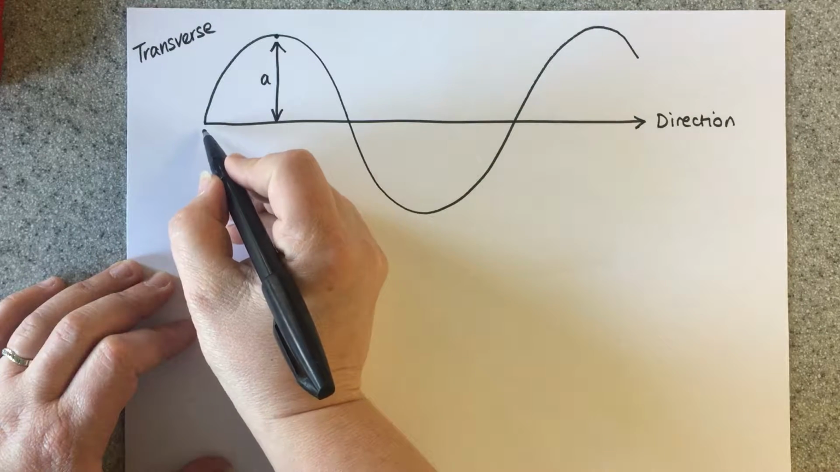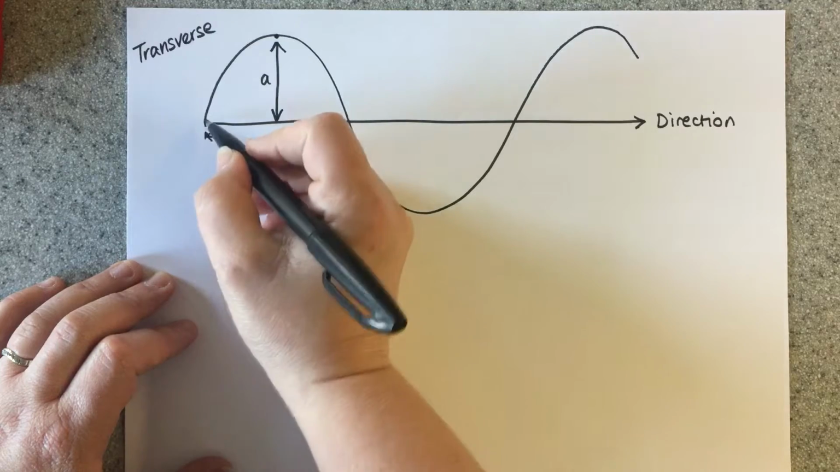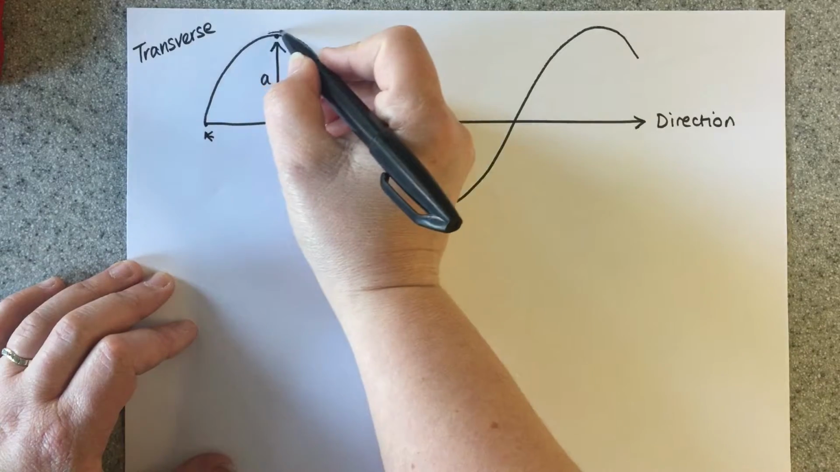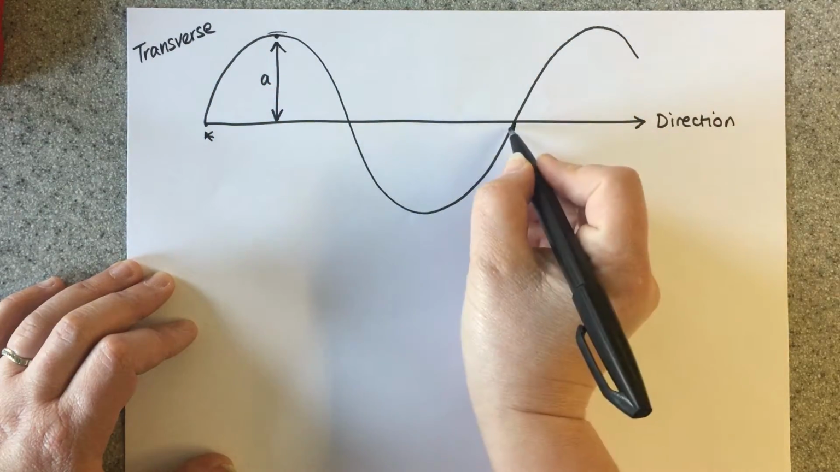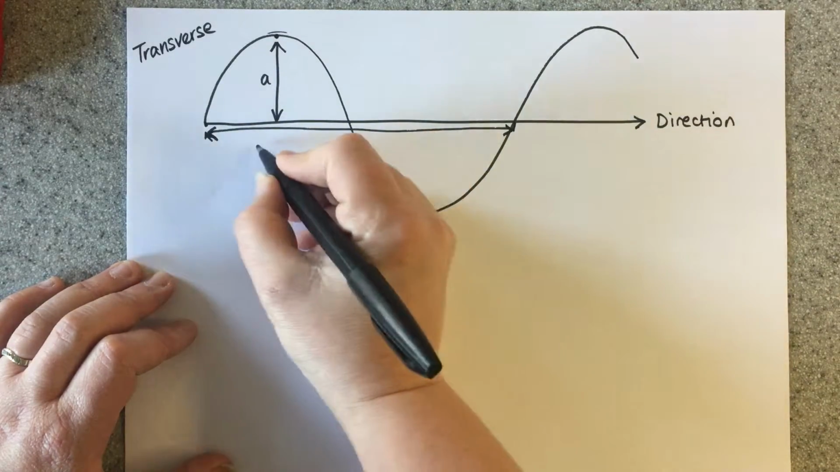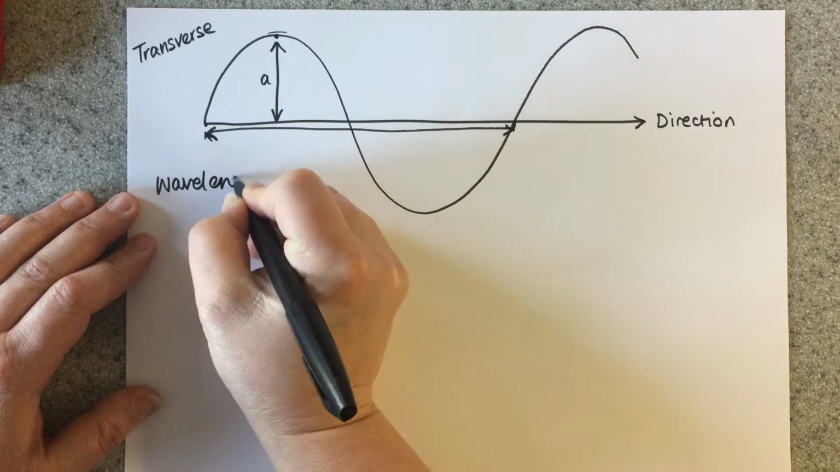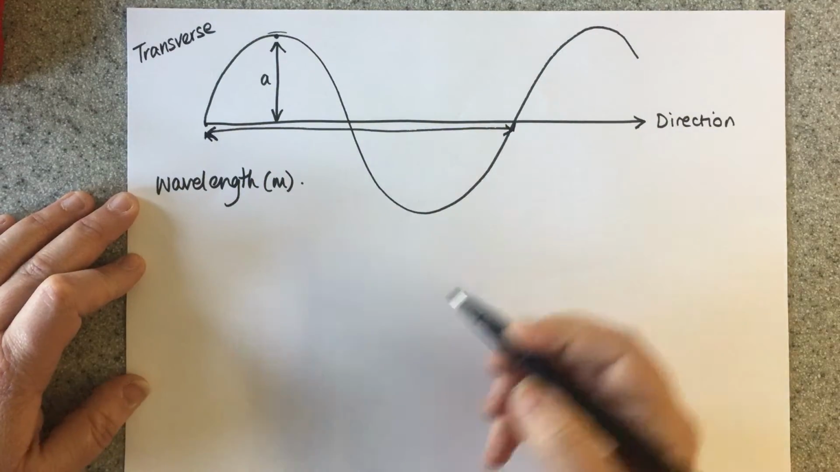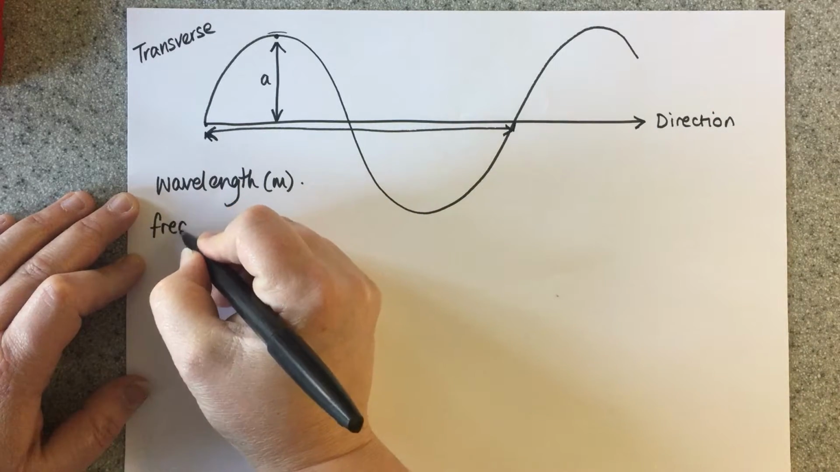that way. The other way to do it would be to take your starting position at the point where it is crossing the line of rest. Let it go all the way through one peak and all the way through one trough, and then that's where you measure again. So our wavelength would be all the way across here. Wavelength is measured in meters, and so is amplitude.